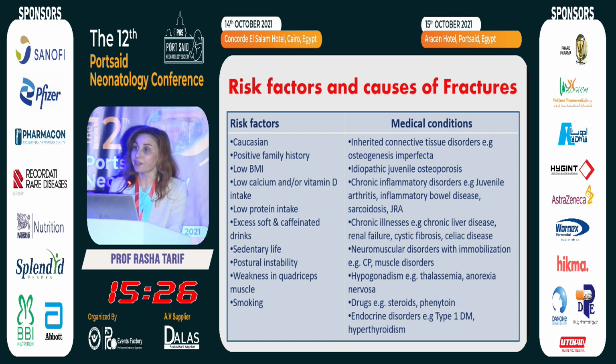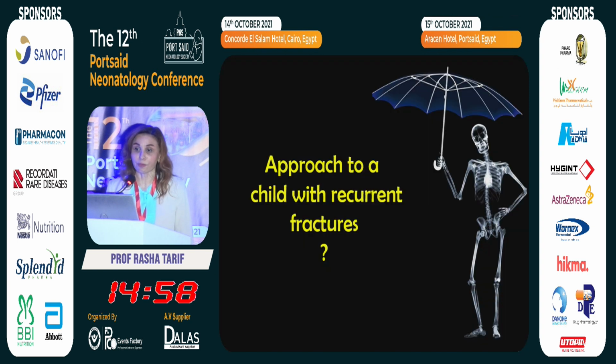any chronic illness like liver, kidney disease, cystic fibrosis, celiac disease, neuromuscular disorders like CP and muscle disease, hypogonadism, whether primary or secondary or associated with thalassemia, drugs like steroids and anti-epileptics, phenytoin being on top of the list, and finally, some endocrine disease like type 1 diabetes and hyperthyroidism.